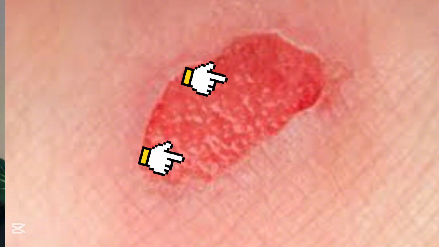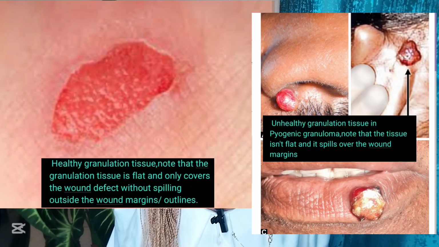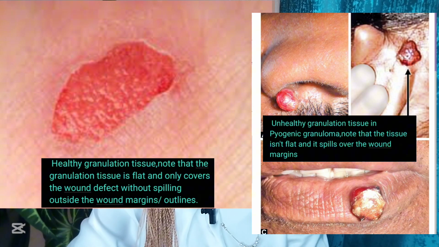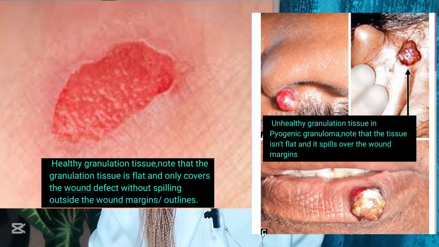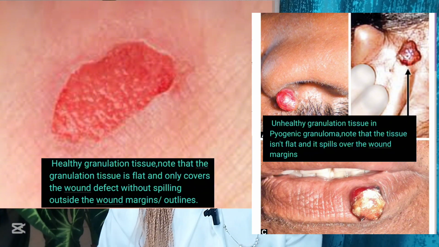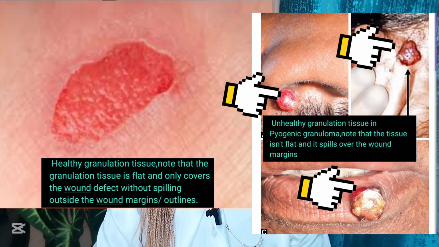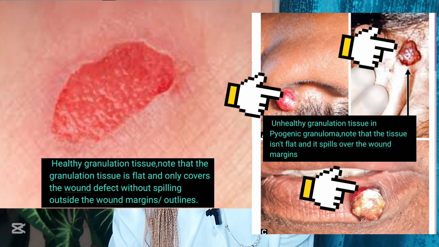Normally, the granulation tissue should be flat. It should just cover that gap where the tissues initially were lost. However, in the context of the pyogenic granuloma, the tissue that will be formed to cover the gap where the injury occurred will not be flat. In fact, it will pop out, it will swell through the wound, it will spill over the wound, and it will form a swelling outside the wound margins.